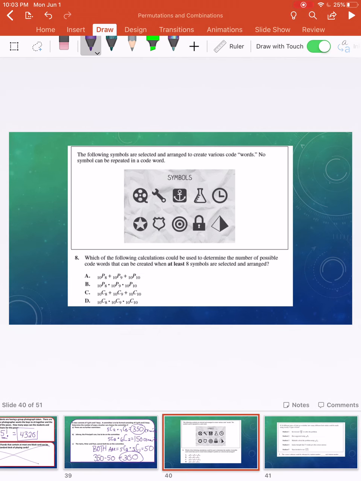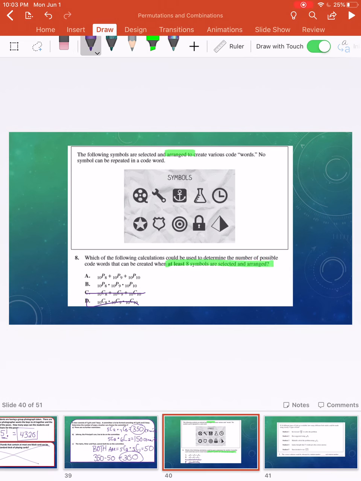So the following symbols are selected and arranged. So I'm going to highlight the word arranged. So right away I know this is a permutation because we're arranging. So that means C and D are incorrect. No symbol can be repeated. Which of the following calculations can be used to determine the number of possible code words that can be created when at least 8 symbols are selected and arranged?